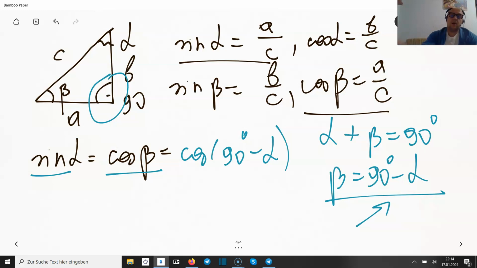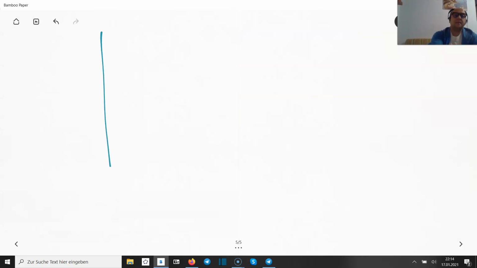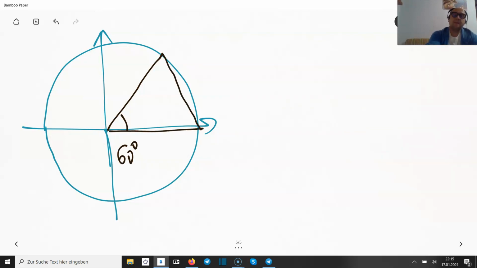So how would it help us to compute further values? Well, let's see. Now let's take the case where the angle is 60 degrees. That means we have 60 here. And let's consider such a triangle, okay? So we are in a unit circle still. That's the story here. And let's put a height here.